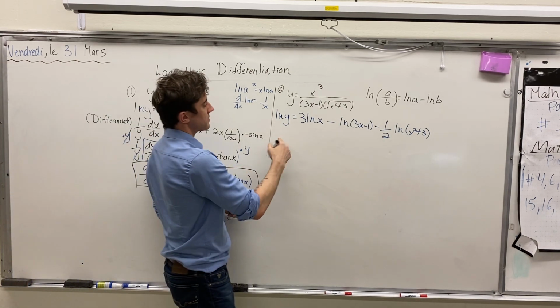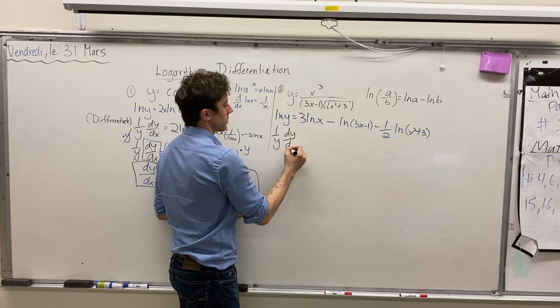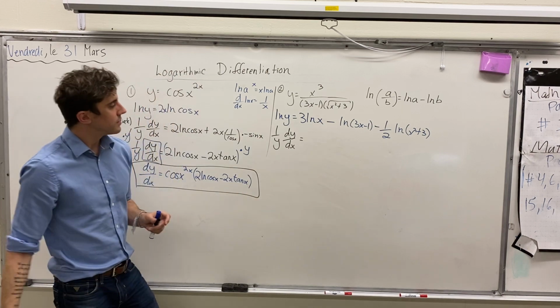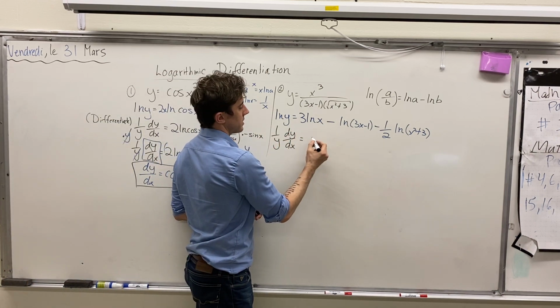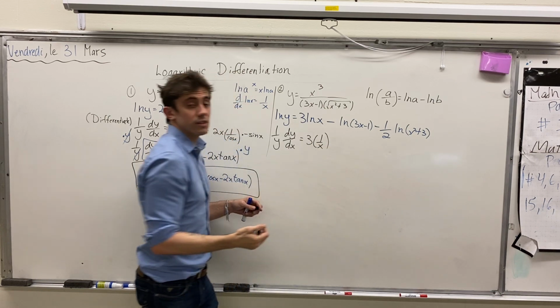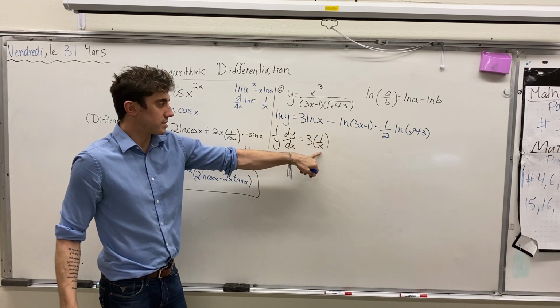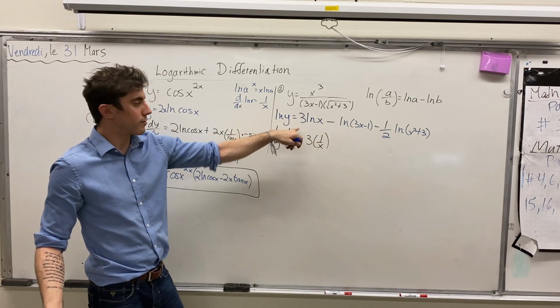Okay, now putting it all together, now it's time to differentiate both sides. And so on the left side, we'll have, as always, 1 over y times our sought after dy dx. And on the right side, 3 times the ln of x simplifies down to simply 3 times 1 over x. When we differentiate, right, the derivative of ln of x is simply 1 over x, and the 3 is a constant term, so we just pop it up front.